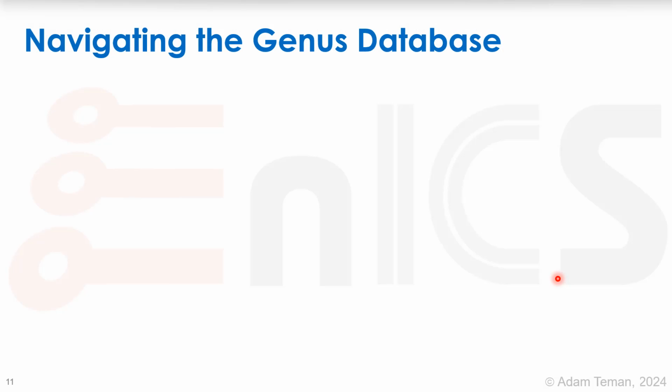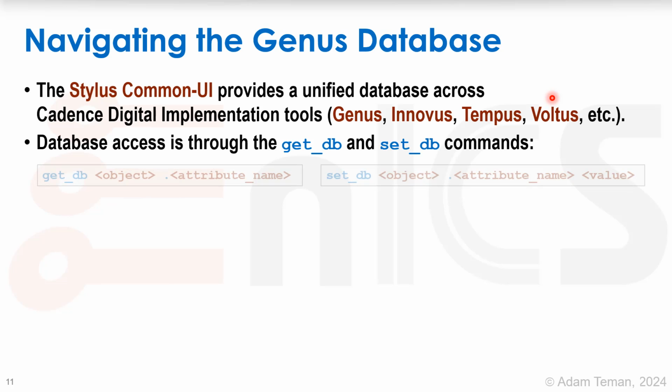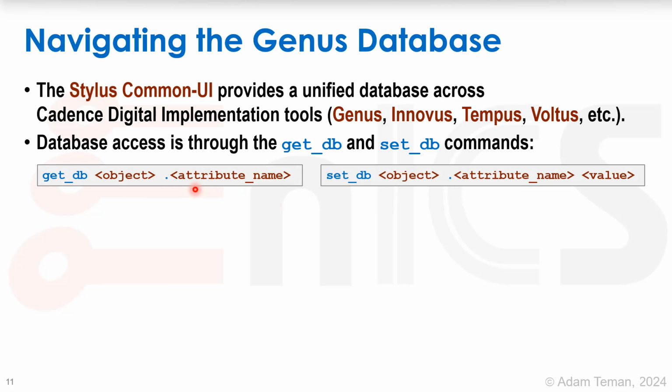So let's look at these DPOs to navigate the Genus database. The Stylus Common UI, which was developed several years ago, provides a unified database across all the digital implementation tools: Genus, Innovus, Tempus, Voltus, etc. And that's really nice because now we can use the same commands and the same structure to access all of our tools and write the scripts very similarly. And we'll be doing that throughout these tutorials. So the database access is completely done through the get_db and set_db commands. So get_db, the object, and then dot and the attribute name, or set_db, object dot the attribute name, and the value we want to change.